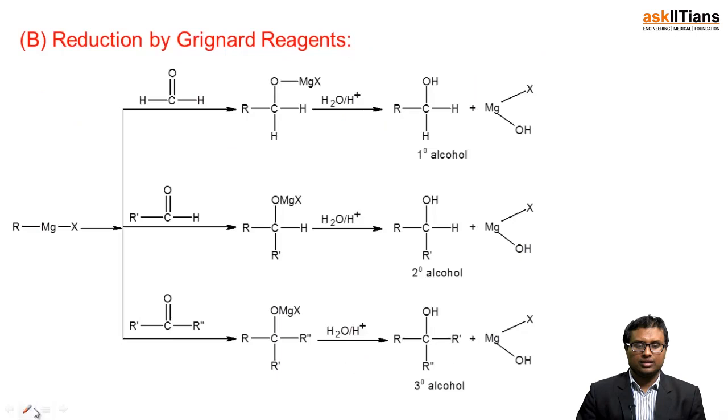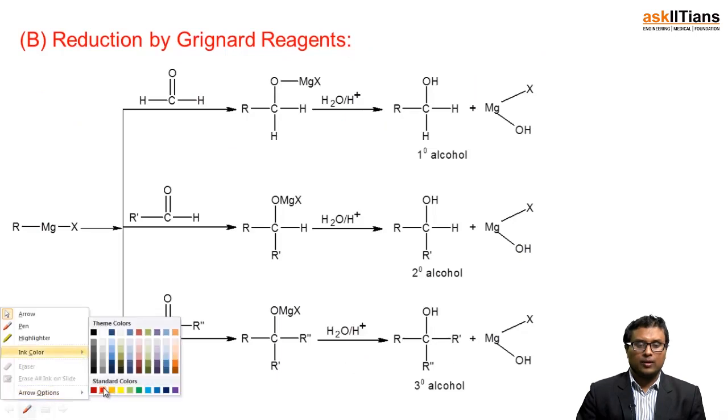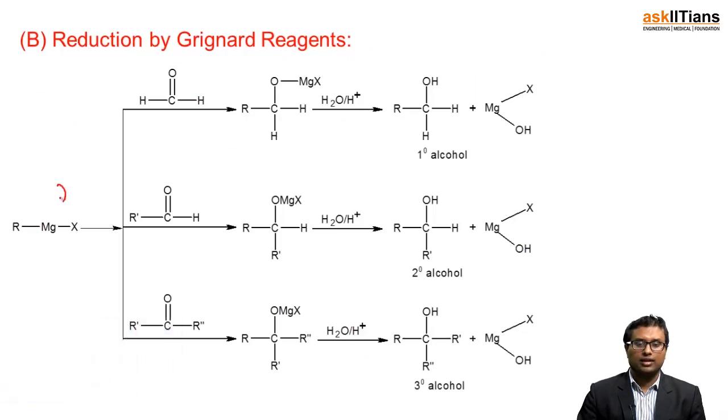Reduction by Grignard reagent. So you can also get alcohols using Grignard reagent. The logic is that Grignard reagent reacts with aldehydes. I already explained this in the concept of aldehydes and ketones. Grignard reagent reacts with aldehyde, and reacts with ketones, and you will get an alcohol. For example, let's take acetaldehyde.